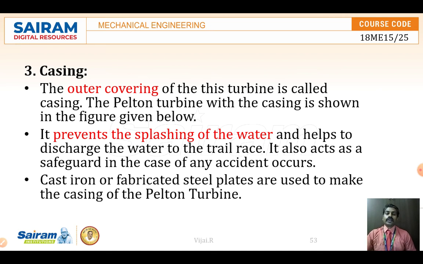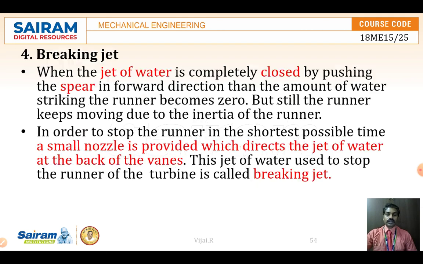So casing is a very important thing, which covers the entire thing. It prevents the splashing of water into the environment. It helps to cover the water and avoid water getting out of the turbine blades. So it prevents the splashing of water and helps to discharge the water to the tail race. Then again, wastage of water will not take place. It covers the entire area, and sends the water to the tail race. It acts as a safeguard against accidents also. So these are the advantages of the casing.